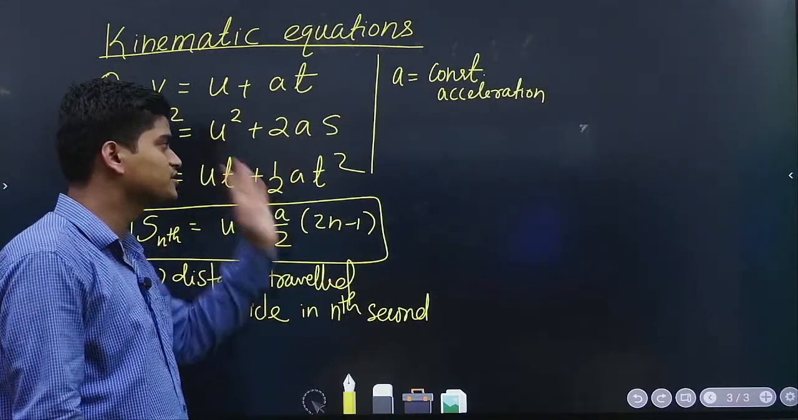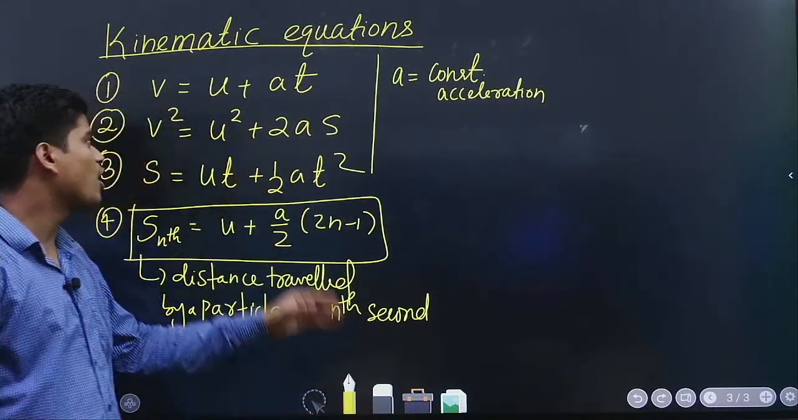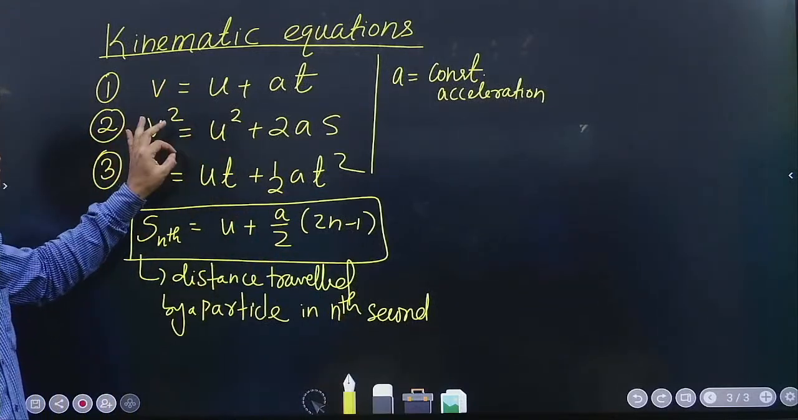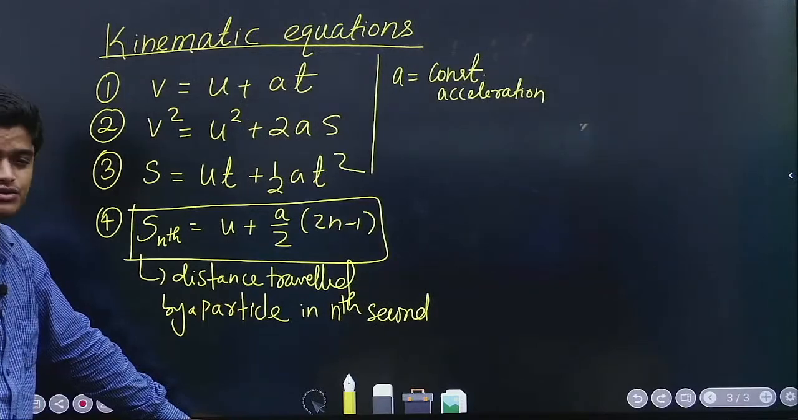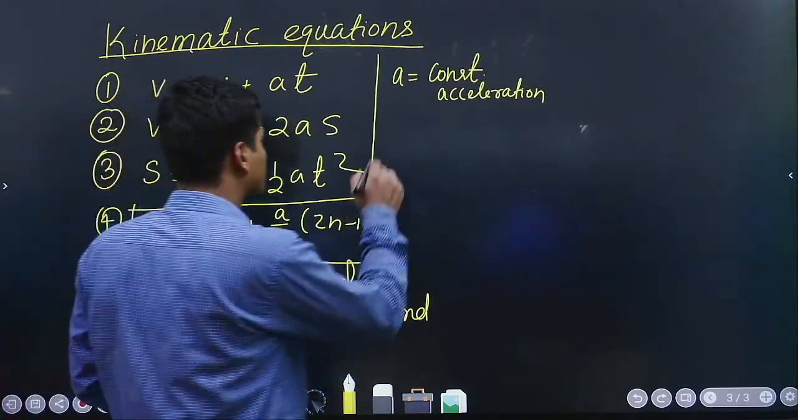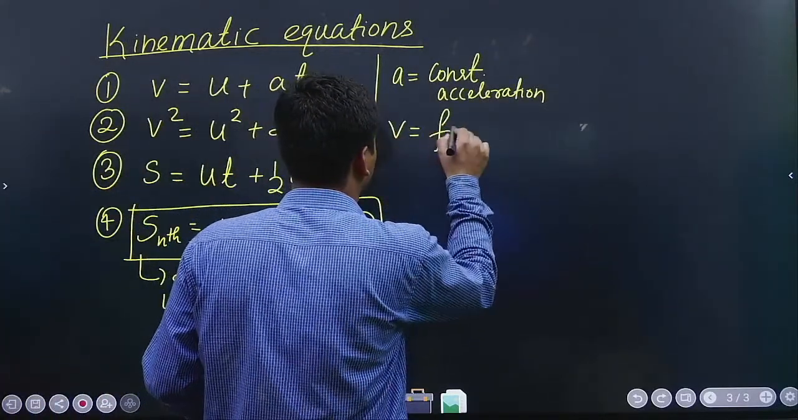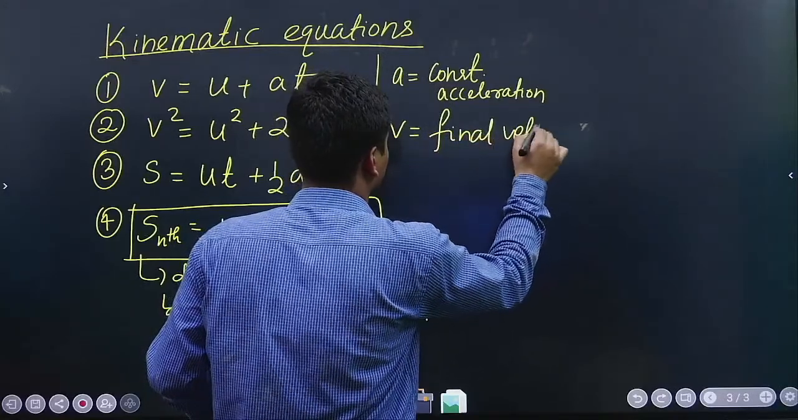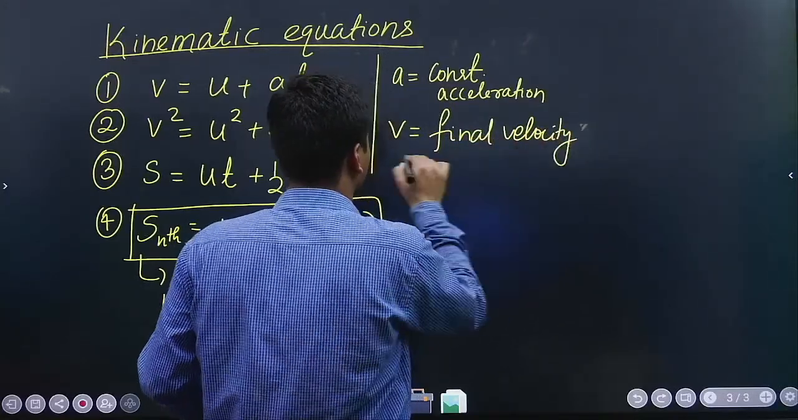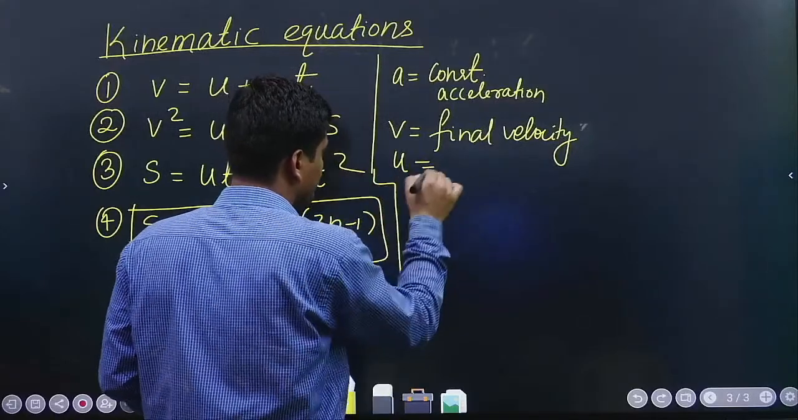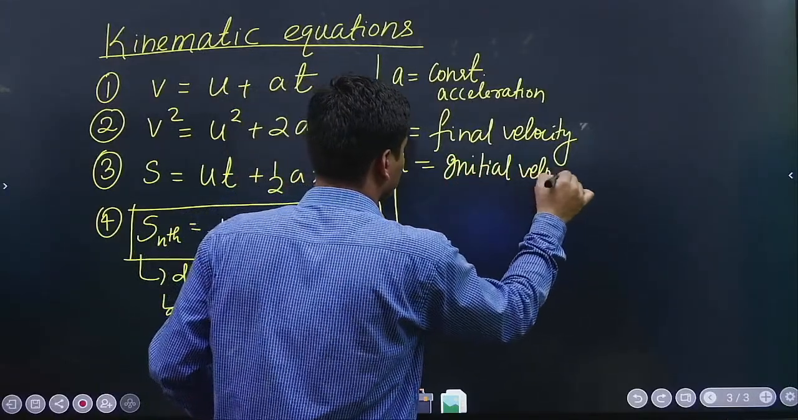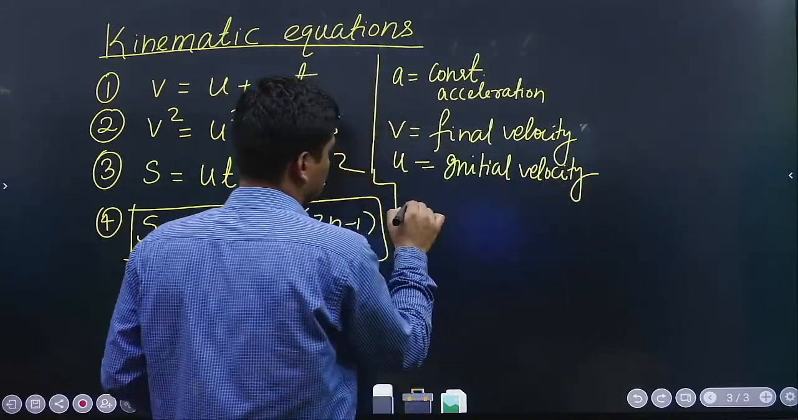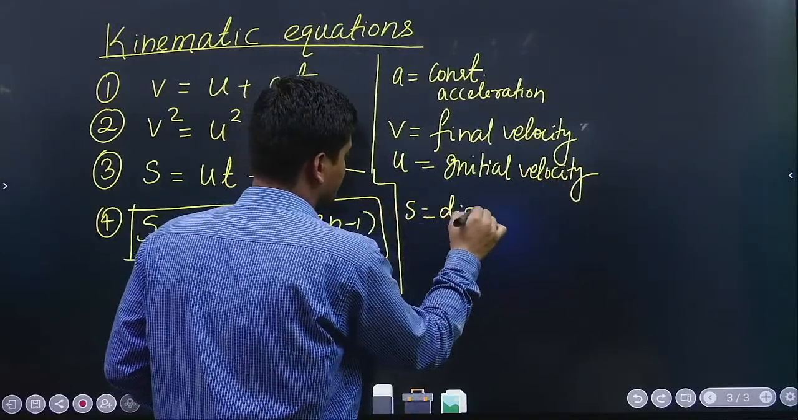Whatever questions come are based on these. We need to understand how to apply these equations, which equation to apply, and where you are getting time or velocity according to the question. Now let me write here: v is your final velocity, u is initial velocity, and s is displacement.